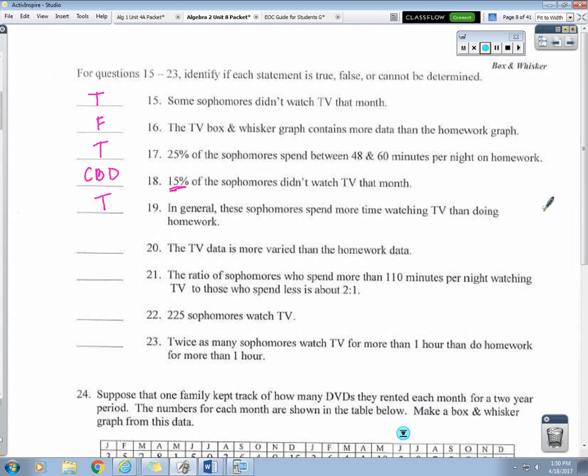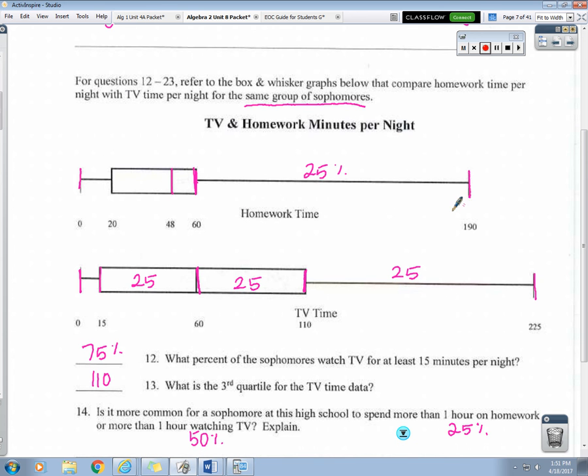The TV data is more varied than the homework data. This is actually true, but we haven't talked about it yet, so you might not have known. Varied means more spread. See how the TV time data is more spread out, the box is much bigger? That's more varied. So anytime it asks you about more varied, they're asking about the spread of the data. And if the box is bigger, it's more varied.